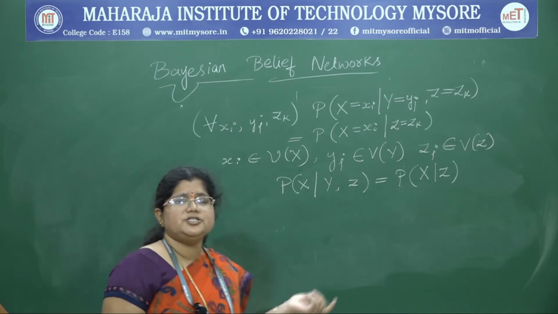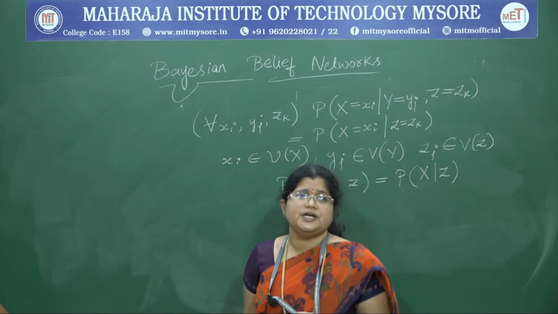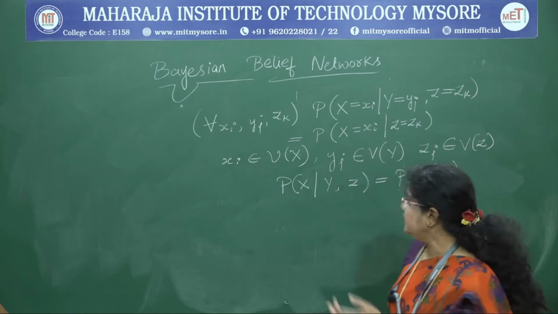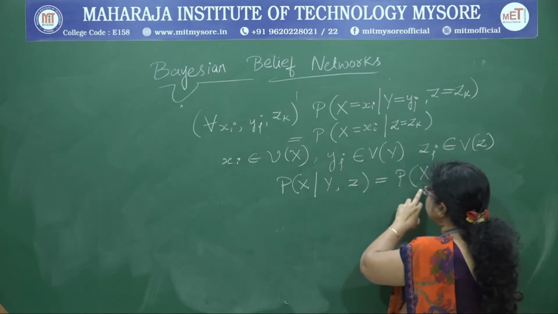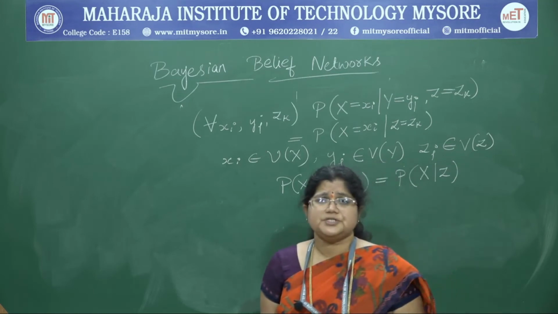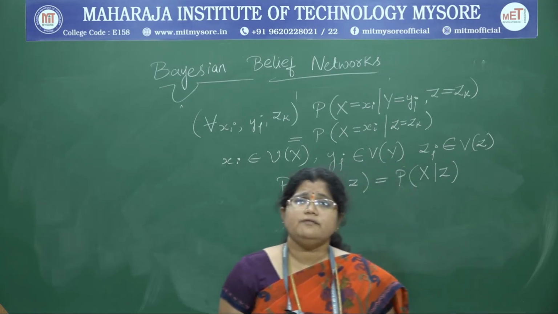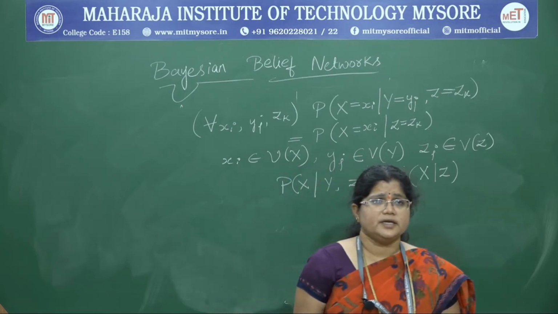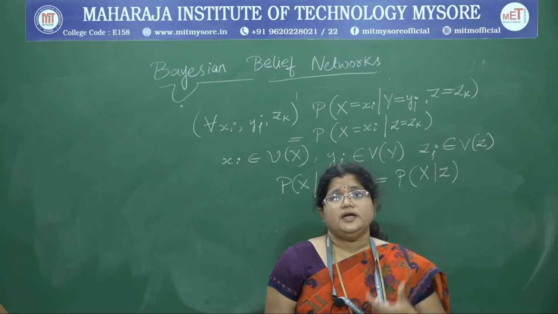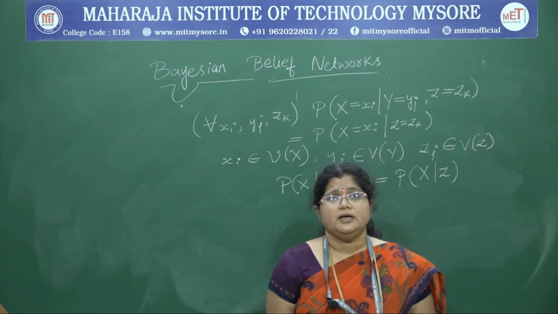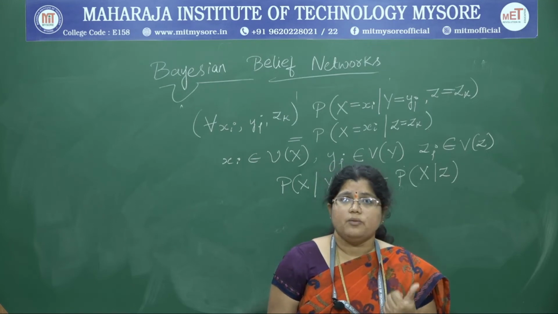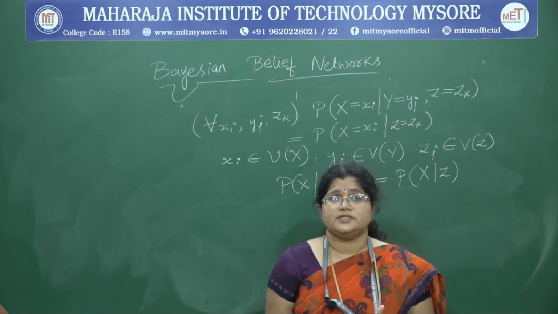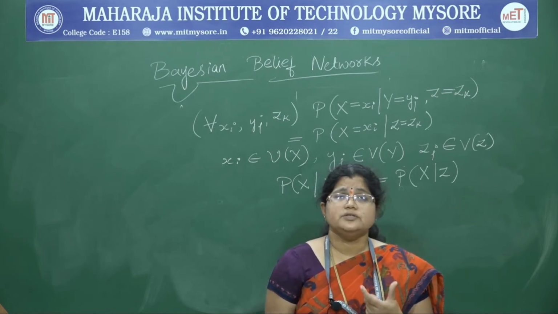This conditional independence can be extended to a set of variables, because here there is only a single variable x and y. So, this equation can also be extended to sets of variables, like x1 to xn being conditionally independent of another set of variables y1 to ym, given a set of variables z1 to zn.